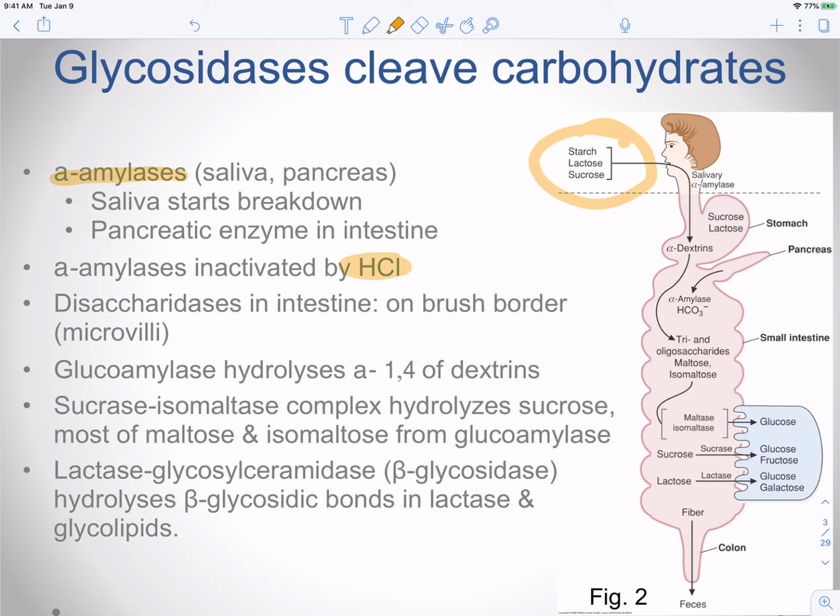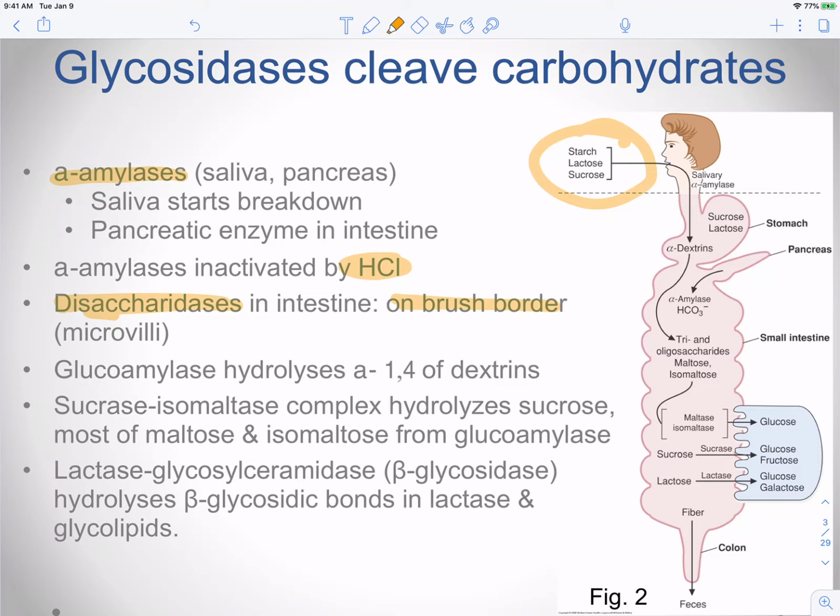Now we have on our brush border our disaccharidases. So as these sugars get broken down into twos, then the brush border has a series of disaccharidases that can break down those twos into single sugars that can then be absorbed. Remember, we have our GLUT receptor, a GLUT5 receptor, as well as our sodium transporter, but they can only transport in monosaccharides. They cannot transport in disaccharides. So on the brush border, your disaccharidases will break those down into monosaccharides.